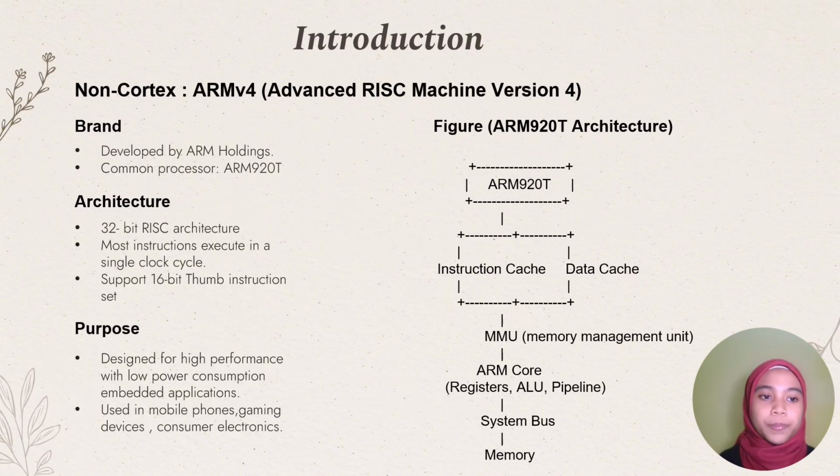Non-Cortex ARMv4. It is being developed by ARM Holdings. The processor that I choose is ARM920T. In architecture, with 32 bits RISC architecture, most instructions execute in a single clock cycle. It also supports 16-bit Thumb instruction set. The purpose is designed for high performance with low power consumption, used in mobile phones, gaming devices, and consumer electronics.